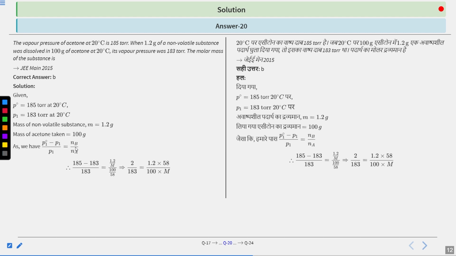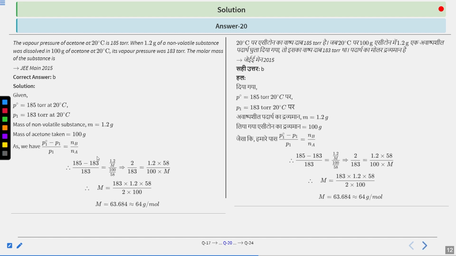Now putting all these values, we know P1 naught is 185, and P1 is equal to 183. Further, we have 1.2 by M, which is the molar mass of the given substance, divided by 100 by 58, which is the molar mass of acetone. So in this way, we can calculate M. The capital M will be 63.684, which is 64 gram per mole as your correct answer. Moving on to the next question.